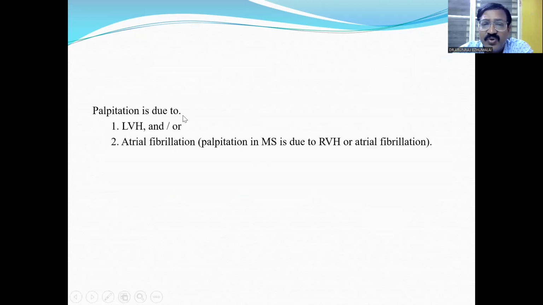So palpitation is due to left ventricular hypertrophy and/or atrial fibrillation. Palpitation in MS is due to RVH or atrial fibrillation. So in MS, it is due to RVH. The left ventricle doesn't hypertrophy, and the left ventricle doesn't fail in MS. The ventricle that won't fail in MS is the left ventricle. But here in MR, both ventricles may fail. But the palpitation is due to LVH here, as well as atrial fibrillation. In MS, it's due to RVH or atrial fibrillation.